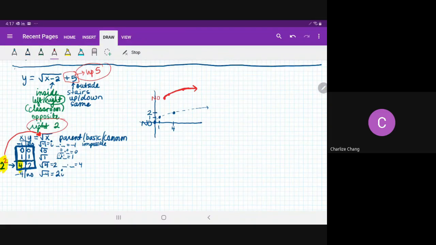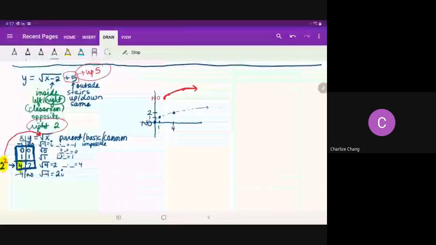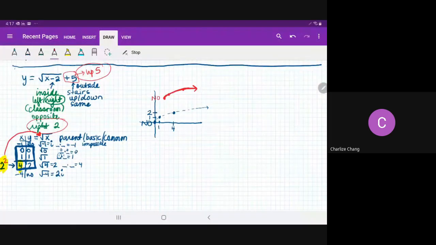So how's your graph coming? Are you guys done? Are you ready for our last example? Because we just have one example left. Maybe two. Maybe two examples. Okay, so you guys are ready?